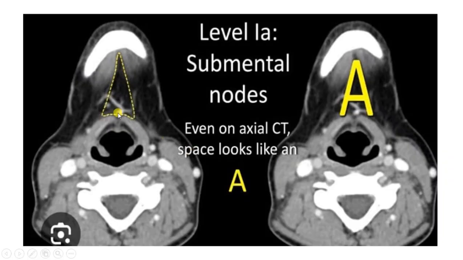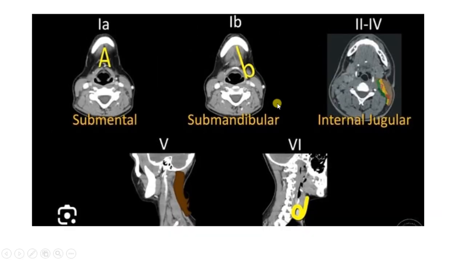Level 1A on axial CTs: this space looks like an A. So the level 1A lymph nodes are appreciated here, and this A is formed, and you can remember it by this A in the axial view. The 1A lymph nodes are in the A space of the submental region, the submental lymph nodes, and 1B looks like a B in this region.